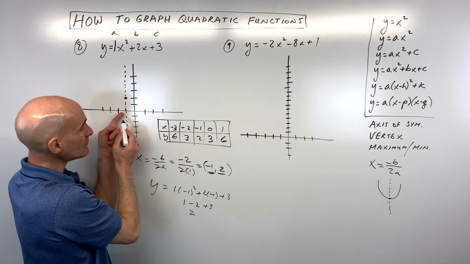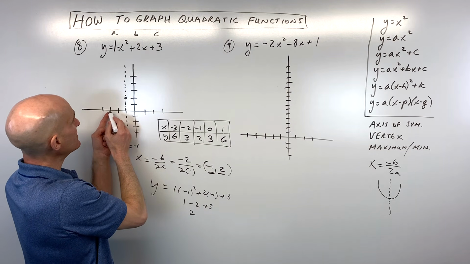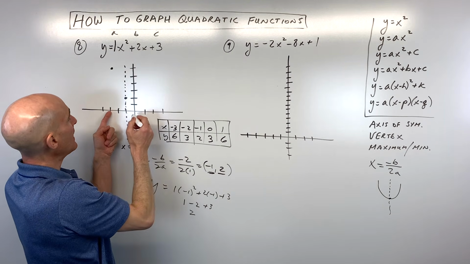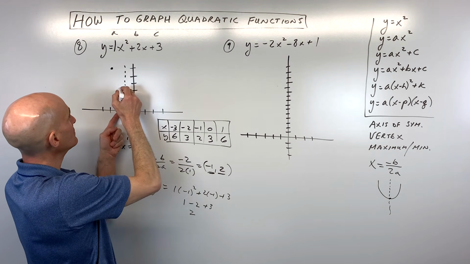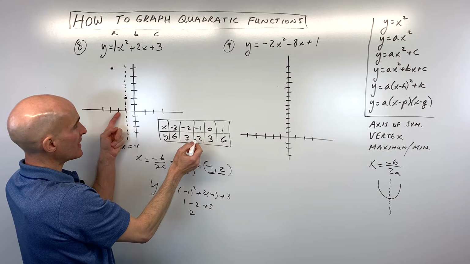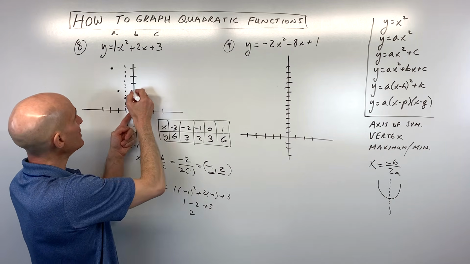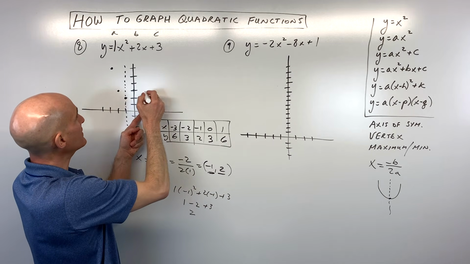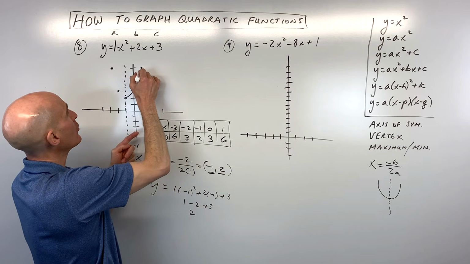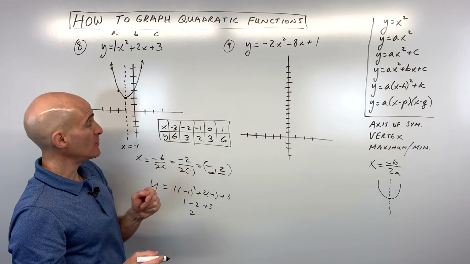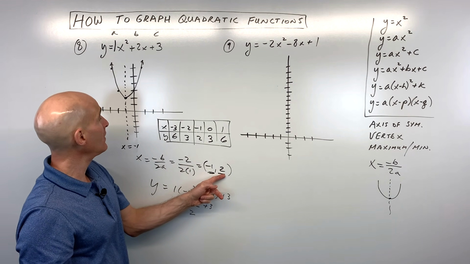We've got, let's see, -3, 6: 1, 2, 3, 4, 5, 6. And we've got -1, 2. Let's see, I got that. And -2, 3, which is right there. And 0, 3. And 1, 6. So there we go. We've got our graph. This graph has a minimum. The minimum value is 2.